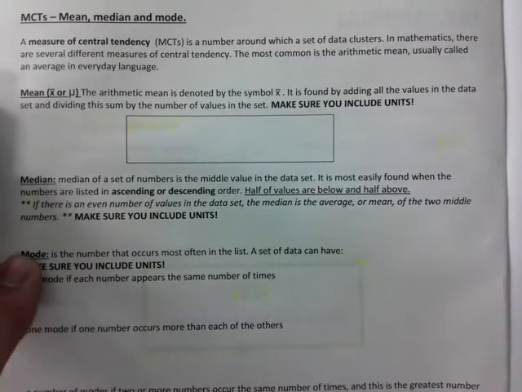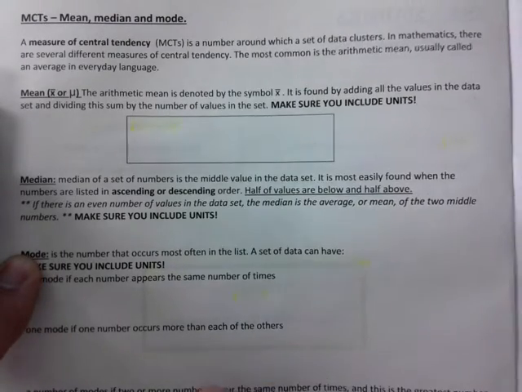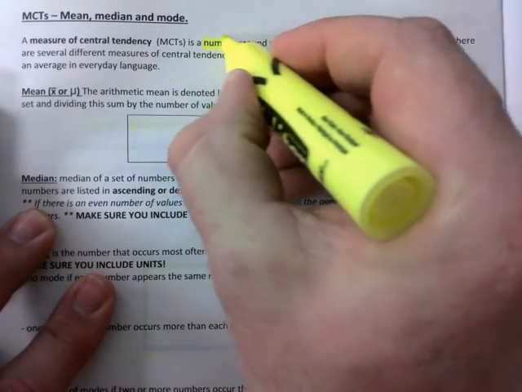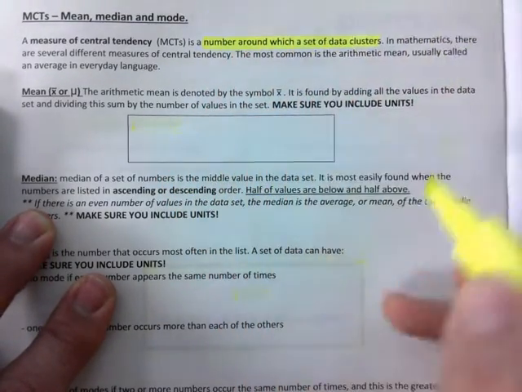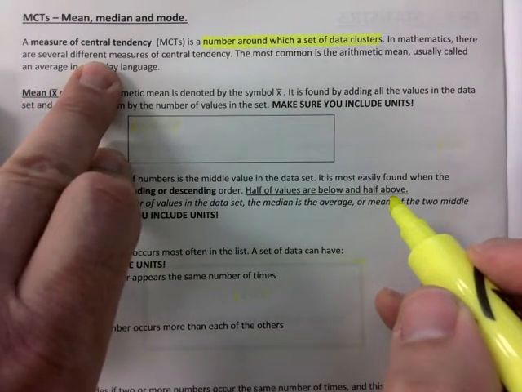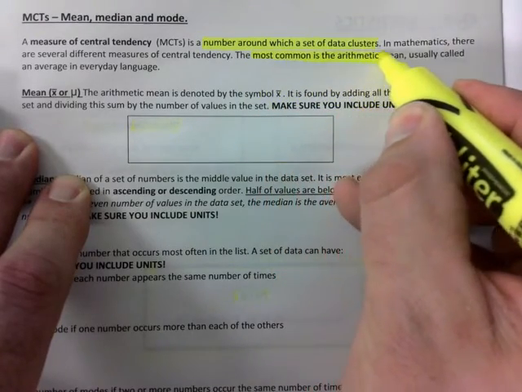Mean, median, mode. A measure of central tendency is a number around which the data is clustered. So you'll hear me repeat it: a number around which data clusters. In mathematics, there are several different measures of central tendency. The most common is the arithmetic mean.